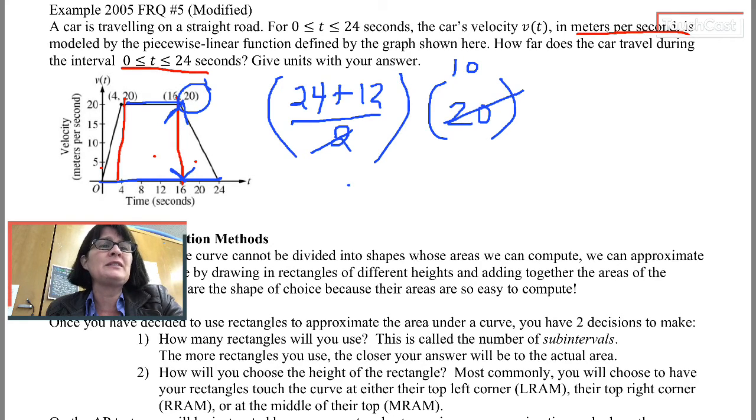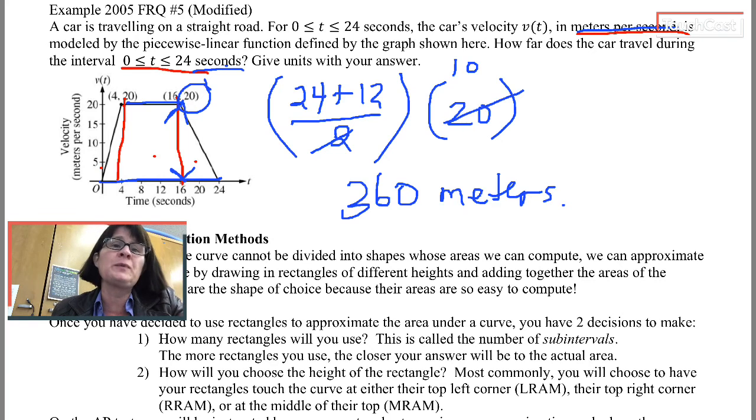So it's 36 times 10, 360 meters per second times seconds. So meters per second times seconds gives answers that are in meters. Final answer. If you split it up into two triangles and a rectangle and found the areas and added them together, you get the same result.